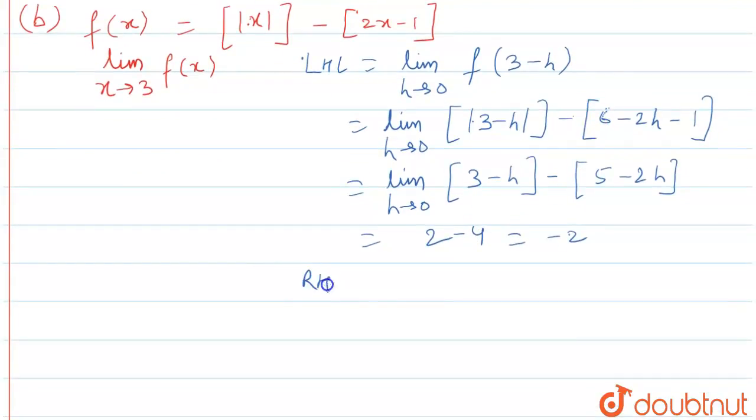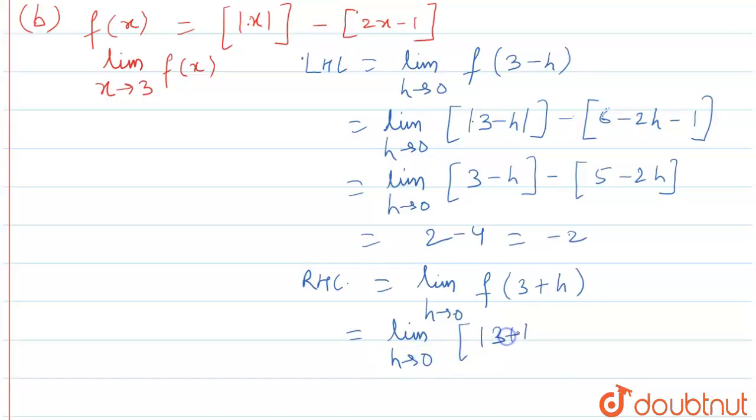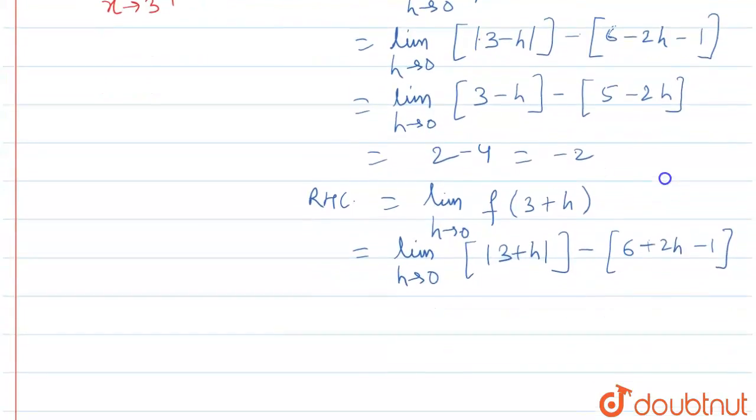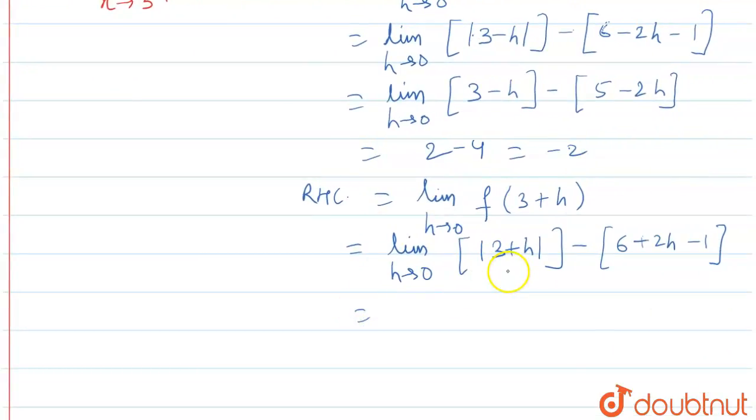Coming to RHL part, here we have limit h tends to 0 f of 3 plus h. So we have limit h tends to 0 greatest integer of mod 3 plus h minus greatest integer of here 6 plus 2h minus 1. Then we have a value just greater than 3 in greatest integer gives us 3, and a value just greater than 5 in greatest integer gives a value 5. So we have here minus 2.